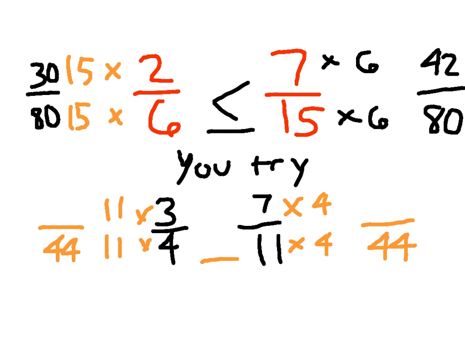Figuring out the numerator, 7 times 4 that is 28. And 11 times 3 is 33. And 33 is bigger than 28, so we put a greater than sign there. 3/4 is greater than 7/11. And this is how we compare fractions, using a common denominator.